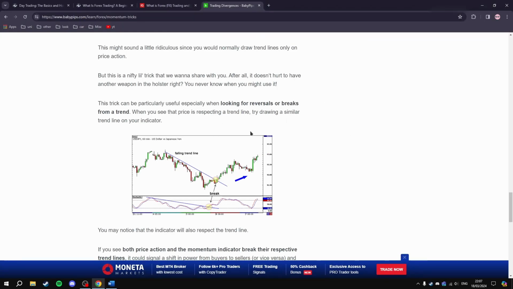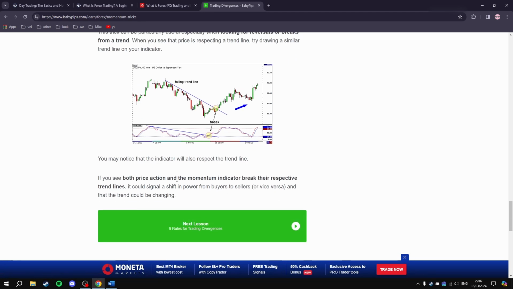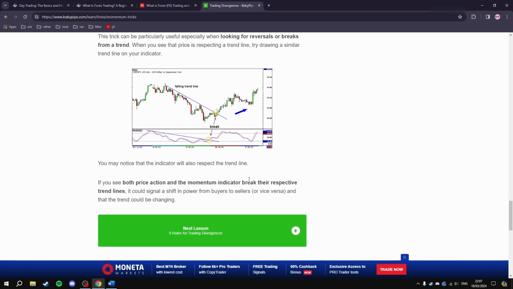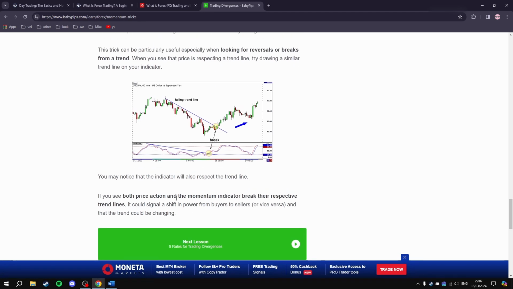When you see that price is respecting a trend line, so both are going down, try drawing a similar trend line on your indicator. You may notice that the indicator will also respect the trend line. Yep, so both are going down. If you see both price action and the momentum indicator break their respective trend lines, it could signal a shift in power from buyers to sellers or vice versa, and that the trend could be changing.